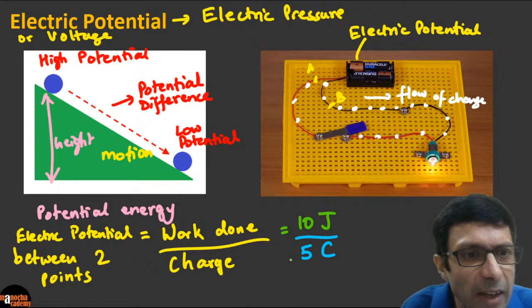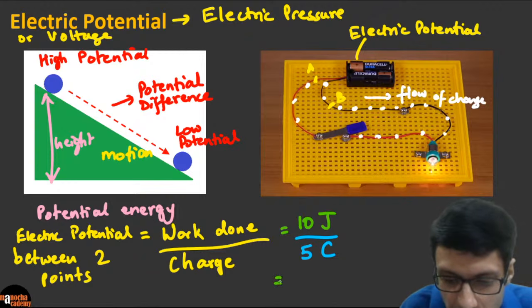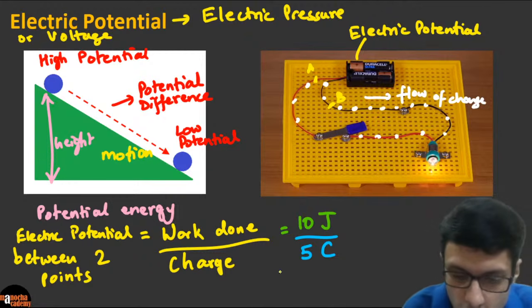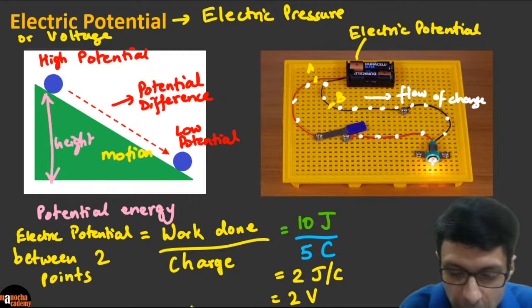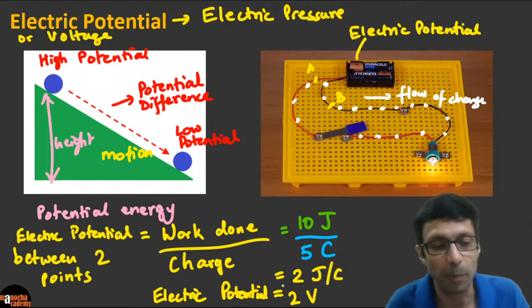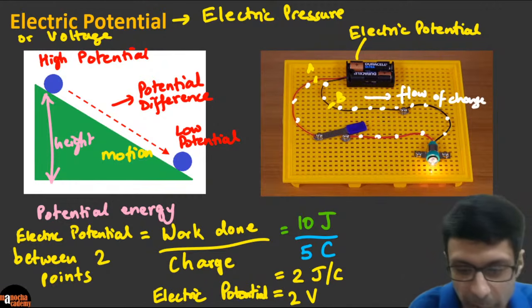Excellent. I see Narendra has the right answer. Sridhar, Shaurya, come on guys, all of you think. So it's going to be 10 by 5, simple. 2 joules per coulomb. Let me write that in yellow here. So it's going to be 2 joules per coulomb, and this joules per coulomb is known as volts, because here the electric potential is going to be 2 volts. So electric potential is equal to 2 volts here, because joule per coulomb, the SI unit, is basically volts. Clear? So that is the SI unit of electric potential.